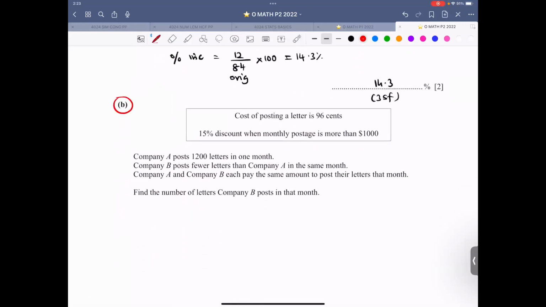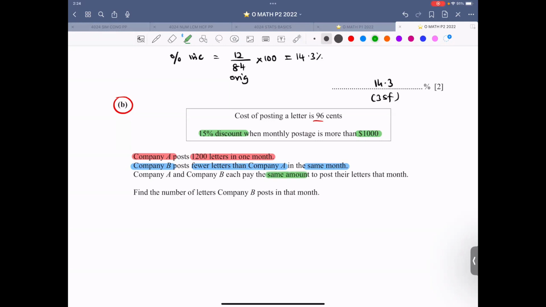Now the question says the cost of posting a letter is 96 cents. A 15% discount is given when monthly postage is more than $1,000. There is a company A and it posts 1,200 letters in 1 month. Then there is a company B. It posts fewer letters than company A in the same month. Company A and company B each pay the same amount to post their letters that month. So let me just focus on this.